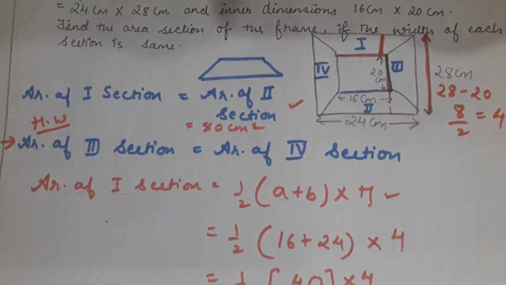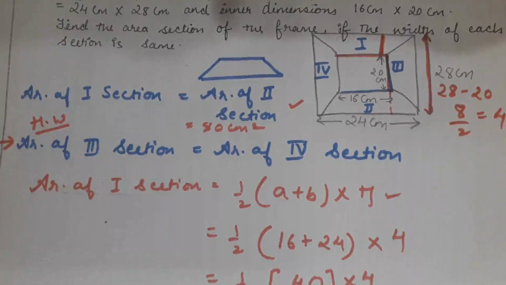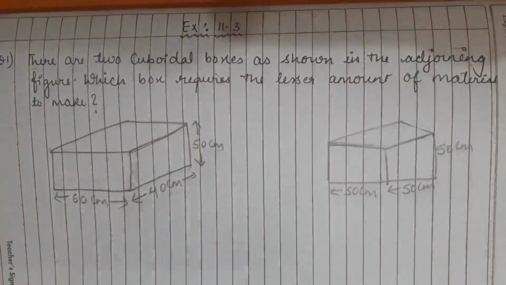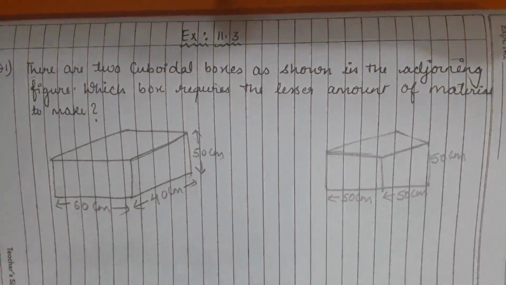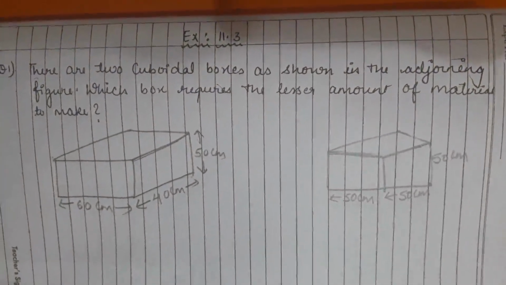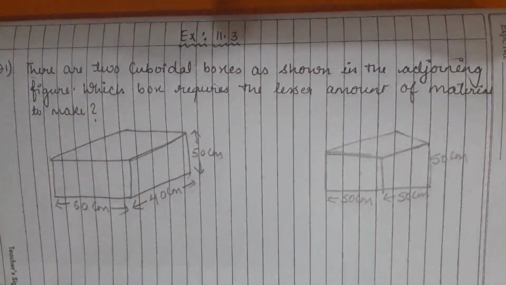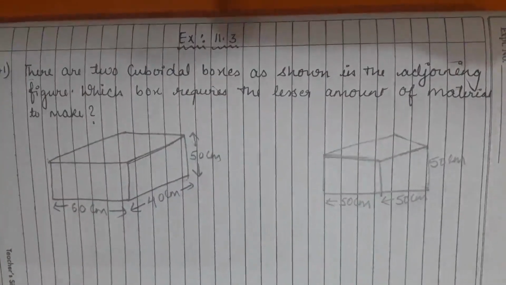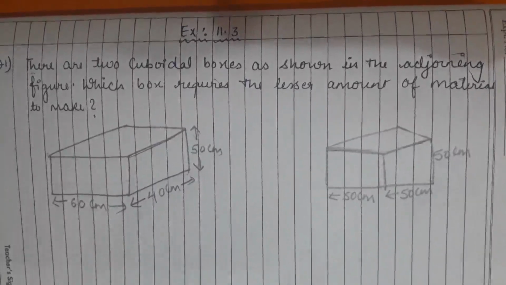See, this exercise, with question 11, 11.2, has been finished. So we are going to start 11.3 today. A few questions we are going to do from 11.3. Let's see. Okay, so let's start with exercise 11.3. There are two cuboidal boxes as shown in the adjoining figure. Which box requires a lesser amount of material?